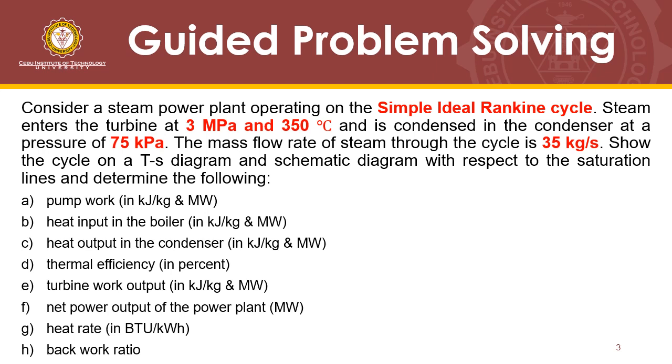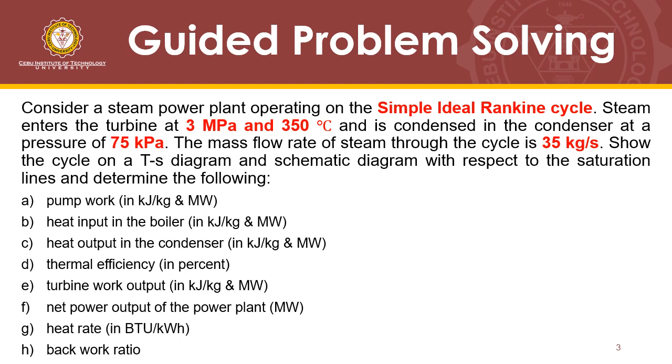So, the important given in these problems is the statement simple ideal Rankine cycle. Therefore, we can use the formulas that we have for the simple ideal Rankine cycle in our class. Also, we are given the steam condition as it enters the turbine, which is 3 megapascal and 350 degrees Celsius.